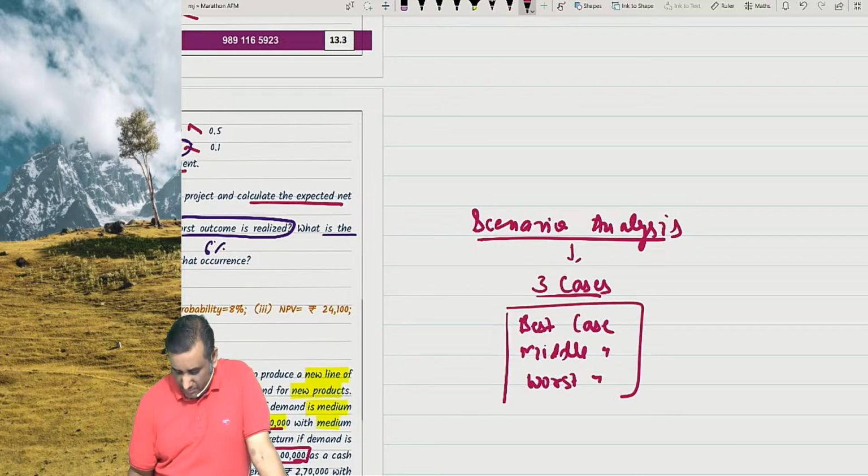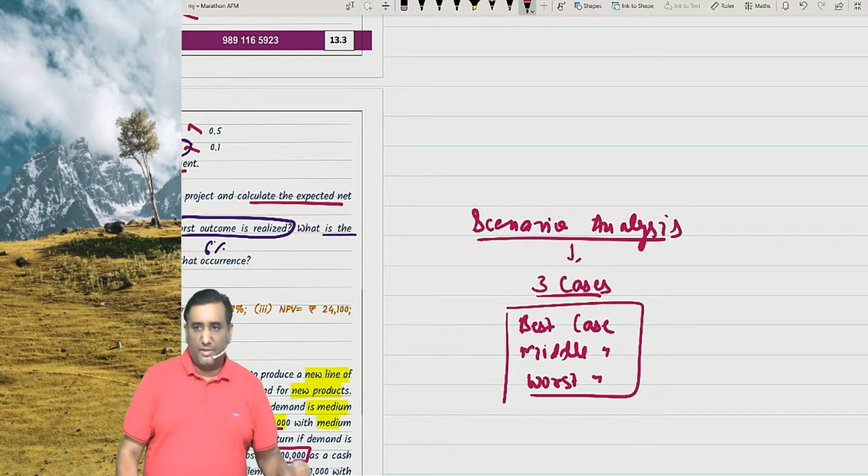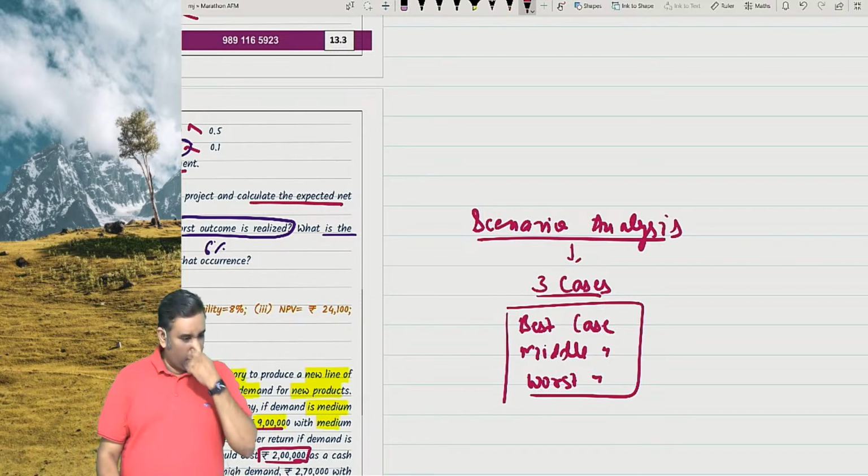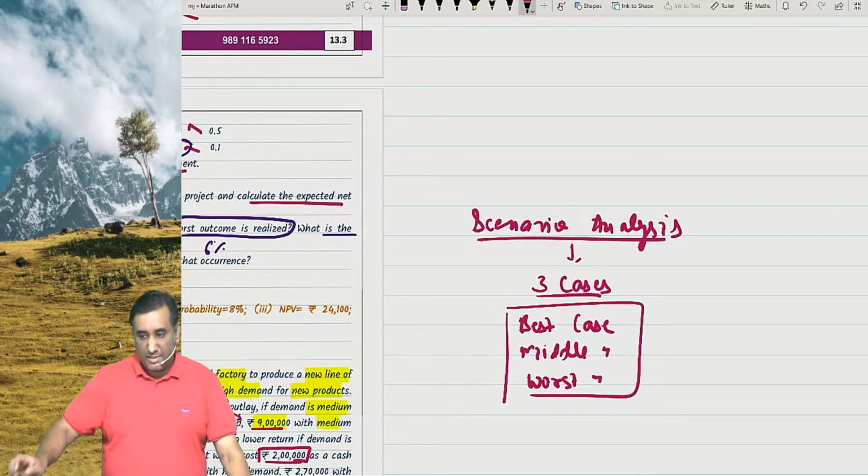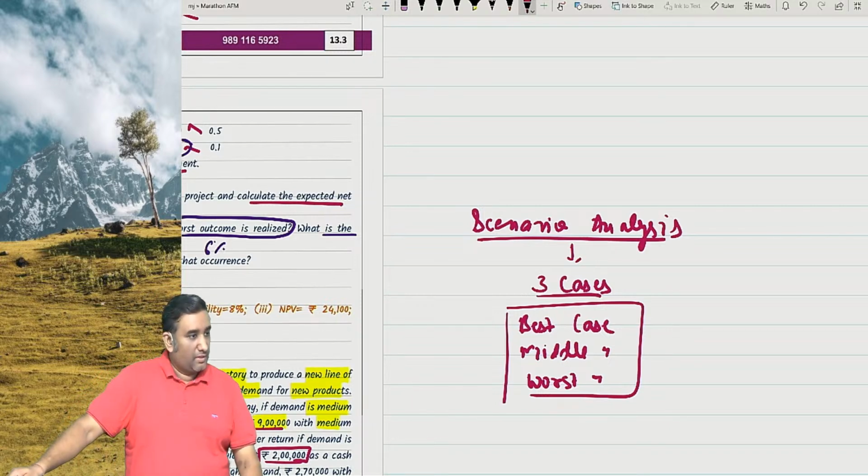So what would be the outcome if best case happens? This would be more or less similar to the path approach, what you would have done. So what is the best case, middle case, and the worst case scenarios you can have? So 3 possible scenarios we will make.